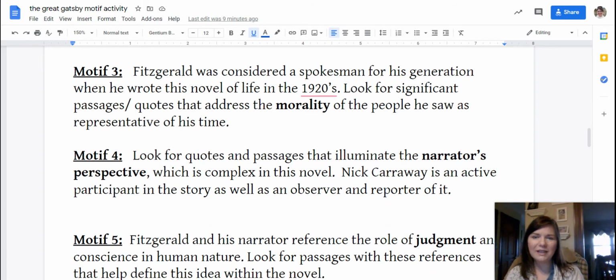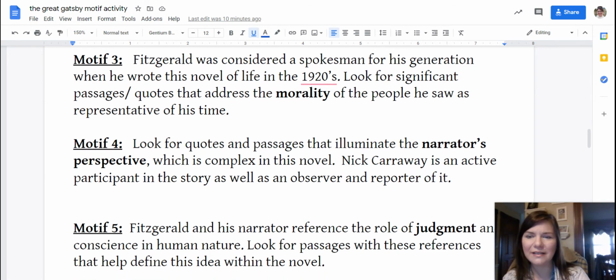All right, number 3. Fitzgerald was considered a spokesperson for his generation when he wrote about life in the 1920s. And in this particular book, he really talks about some of the morality of the people he saw as representative of his time. And there were a lot of questions about morality, one's sense of right and wrong, and changes in morality and the way people acted. And in this book, there's a lot of immorality, people doing a lot of the wrong things. So you can track good actions, but probably you're going to be tracking a lot of sketchy actions here if you decide on that motif.